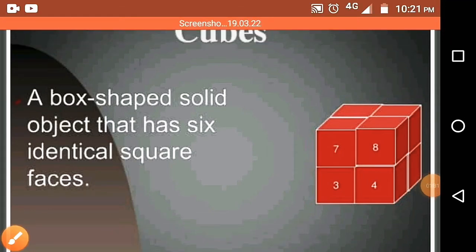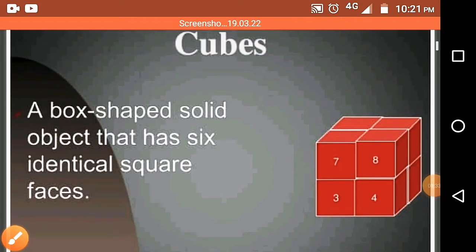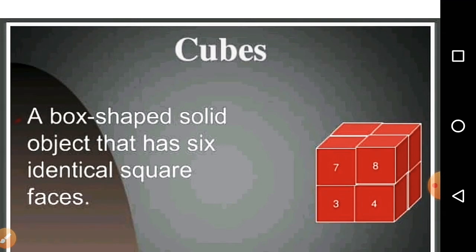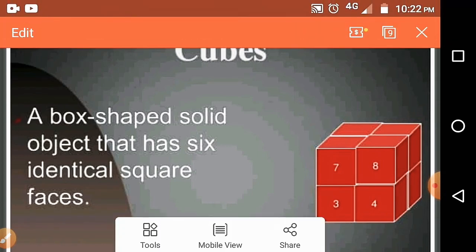Usually the cube which you are learning from your lower classes is a box-shaped solid object that has six identical square faces. This cube has all six faces equal and all are of square shape. Now this cube can be related to our topic cube. We can develop a relation between these two. How? That we will see.